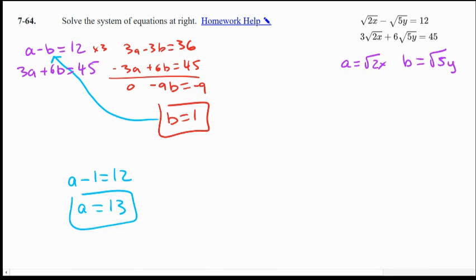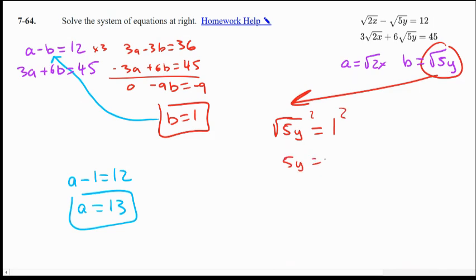I've solved this system, but just make sure you remember you're trying to solve for x and y, not A and B. So in red here, I'll replace this to say that root 5y is equal to 1. I'm going to square both sides: 5y equals 1. Divide both sides by 5. y is equal to 1/5.